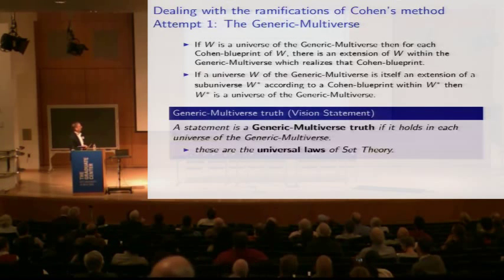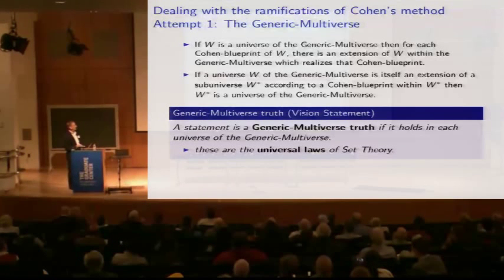So here's the generic multiverse truth. This is the vision statement for the position. We'll say that a statement is a generic multiverse truth if it holds in each universe of the generic multiverse. These are the universal laws this view would hold of set theory. These are those statements that Cohen's method cannot affect.